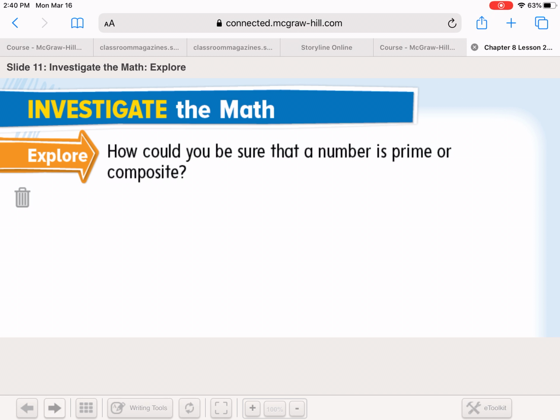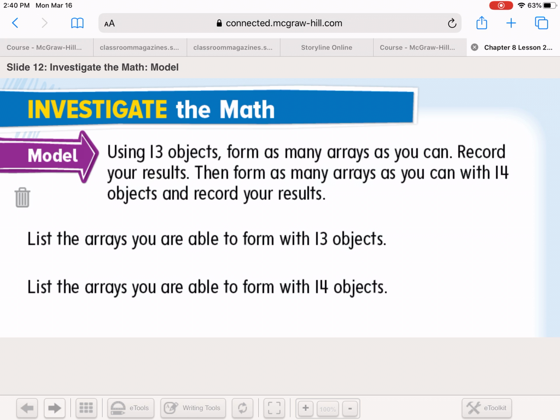Okay, today what we're going to work on is how can you be sure that a number is prime or composite? We're going to talk about these two, what prime is and what composite is. Using 13 objects, form as many arrays as you can. Record your result. Then form as many arrays as you can with 14 objects and record your results.